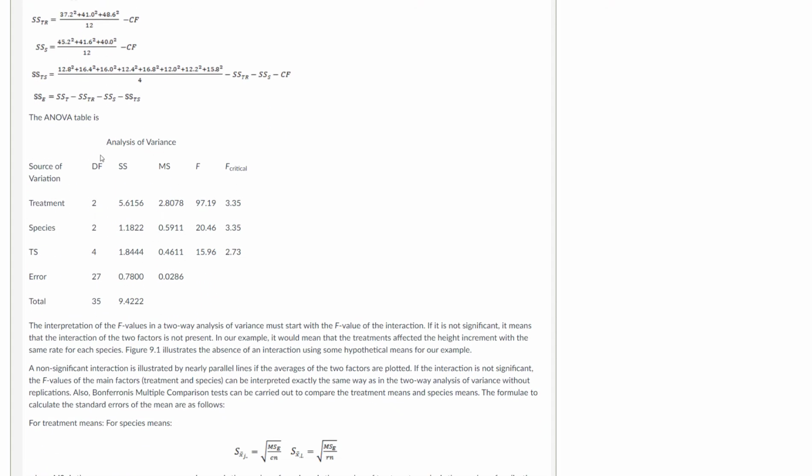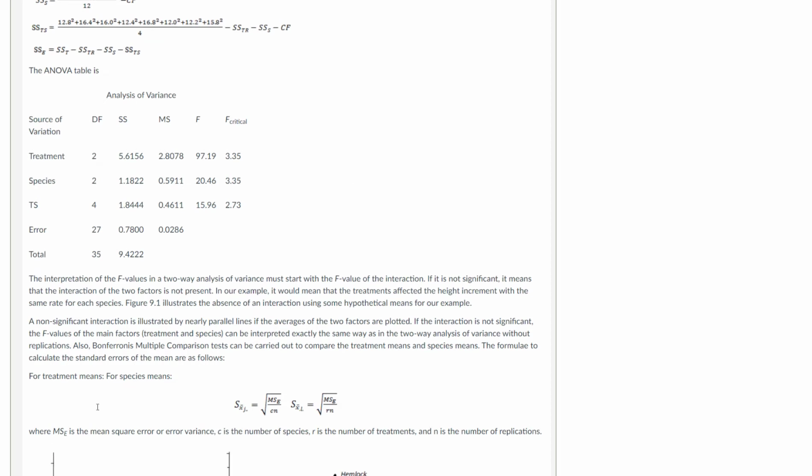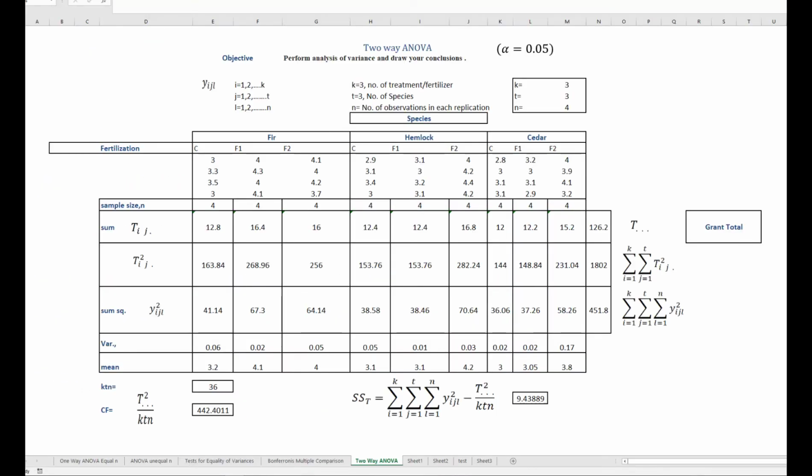Okay, so analysis of variance, we will also try to find a similar table to what we saw in one-way analysis of variance. Let me show you over there. So two-way analysis of variance, you will see that they are a little bit lengthier.